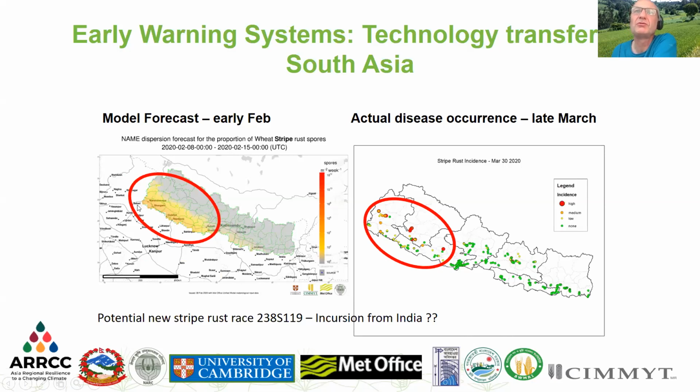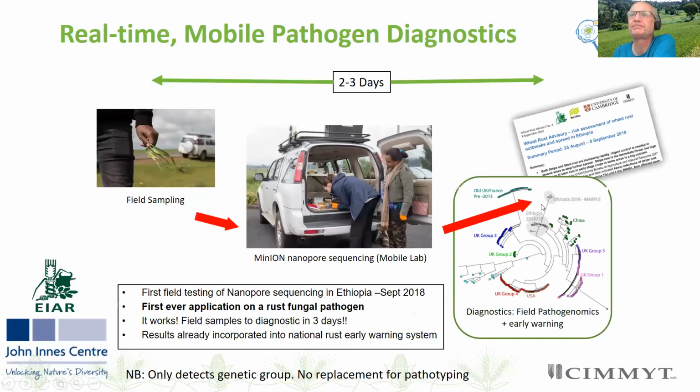So this was the model forecast early February, large deposition of stripe rust spores coming in from sources in northwest India, and then subsequent occurrence of the disease corresponding to those areas. But this was late March. So you've obviously got a time window where farmers can take some control measures.